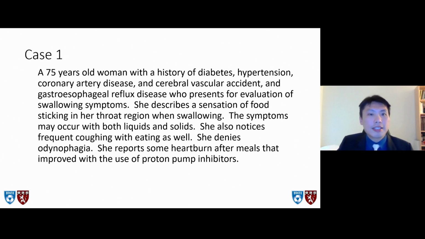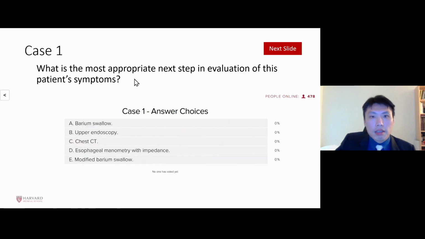So the question is, what is the most appropriate next step in evaluation of this patient's symptoms? Would you choose to do a barium swallow, an upper endoscopy, a chest CT, an esophageal manometry with impedance, or a modified barium swallow, based on the case history of the last patient?